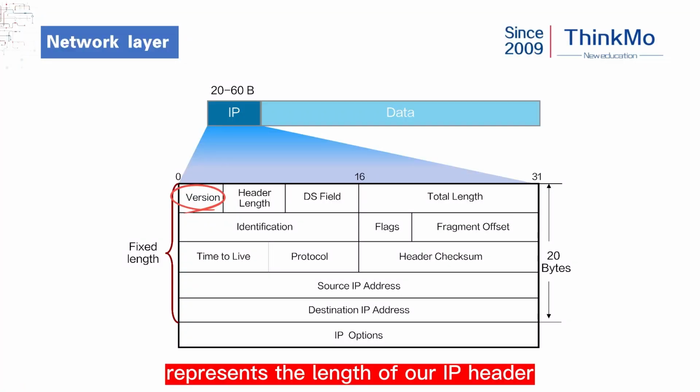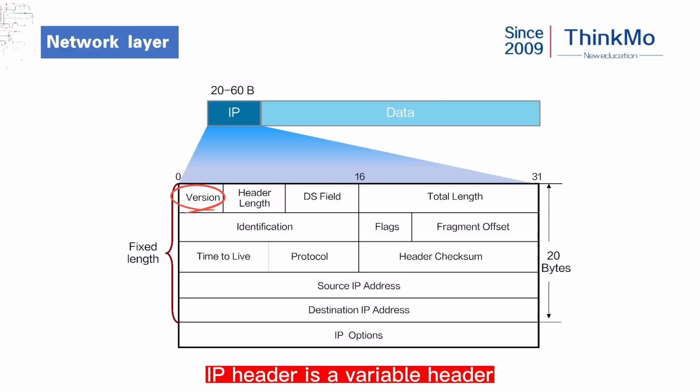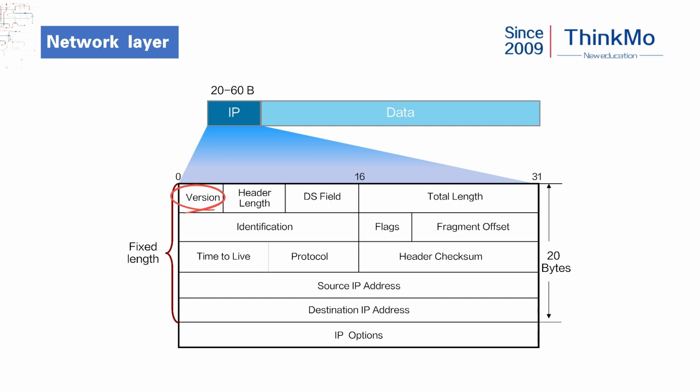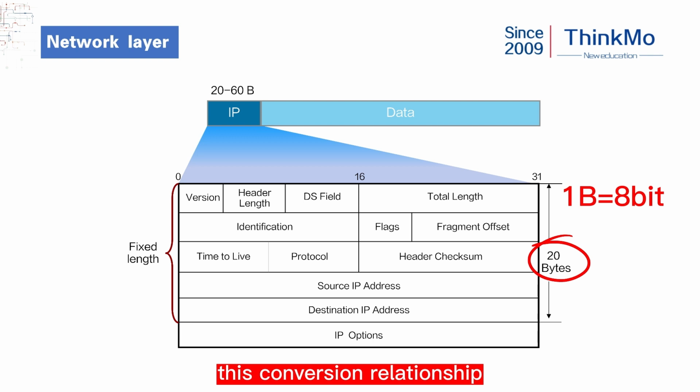This represents the length of our IP header. The IP header is a variable header. Everyone can see here is a 20 byte. 1B equals 8 bits. Everyone should know about this conversion relationship.